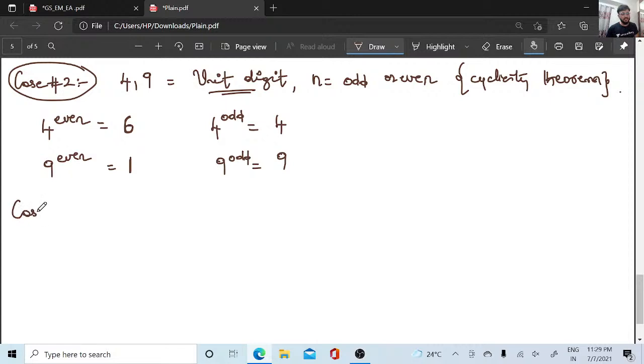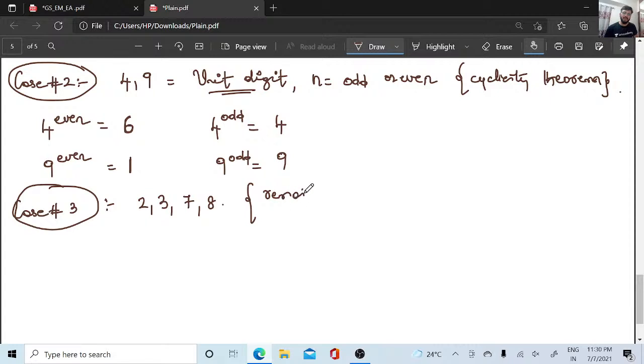And finally you have the last case. What is the last case here, people? The last case is left with numbers 2, 3, 7 and 8, right? So this is dependent on the remainder theorem, and here also my n can be any number.